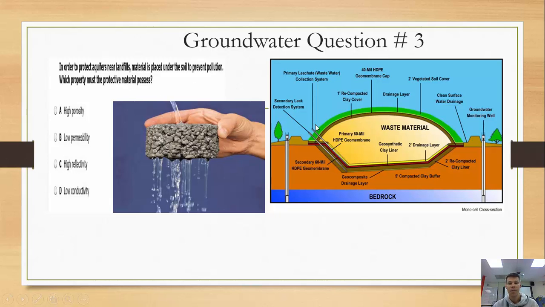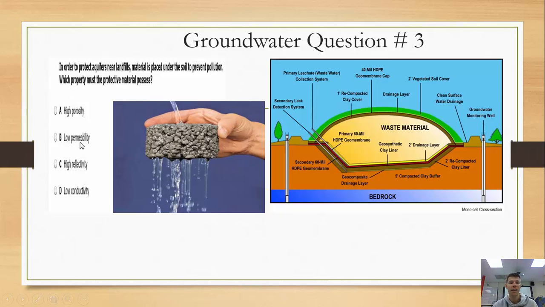Alright, so if we've got this material right here, this geosynthetic clay liner, protecting our aquifer from this big pile of trash, what's the most important property for it? Do we want it to be high in porosity? That would mean that things would be able to pass through it really easily. And it's not what we want.